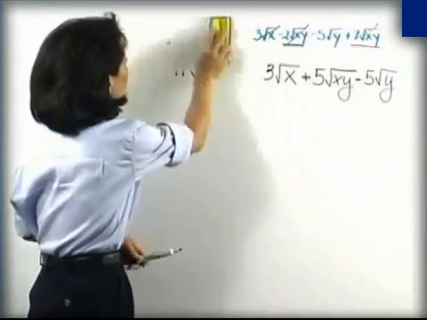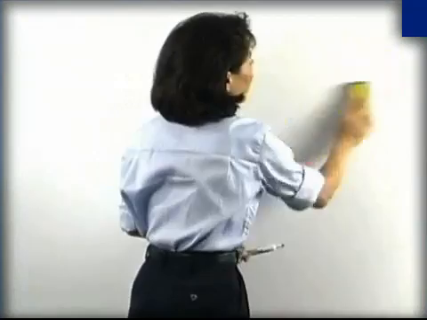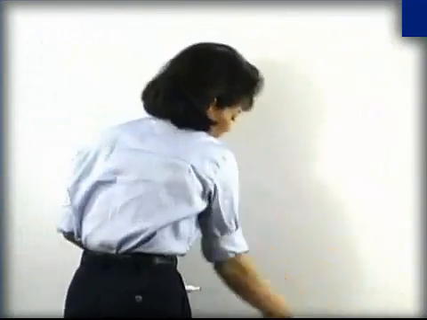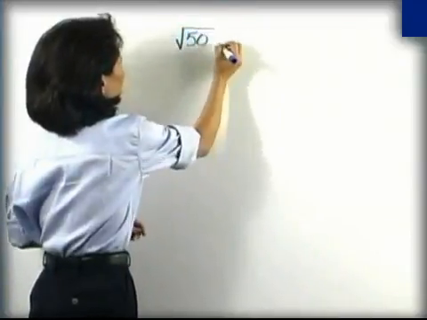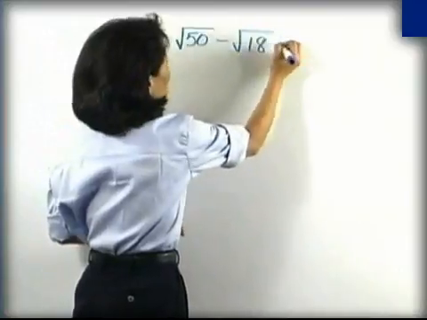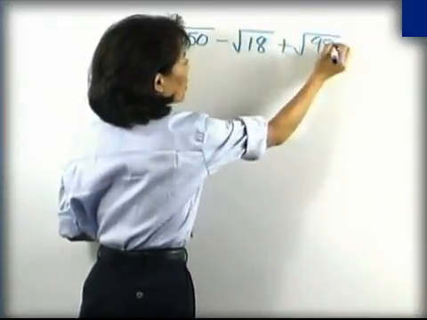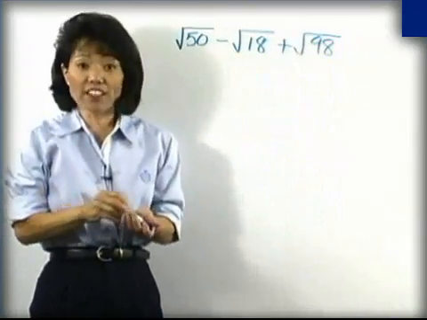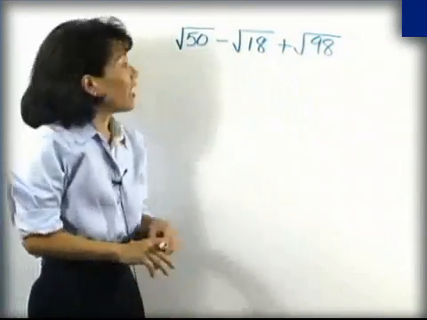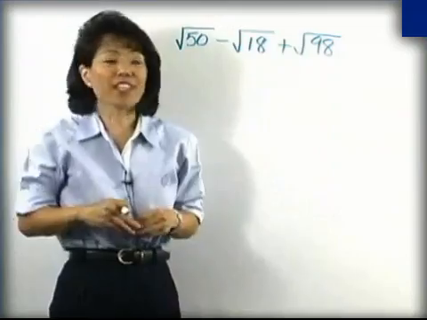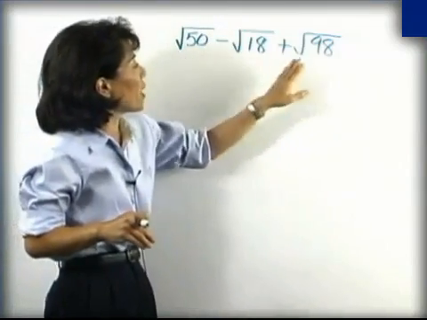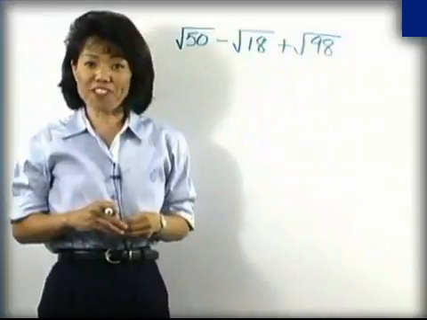Now, that was working with some radicals that were already in simplified form. What happens when they're not in simplified form? Well, in that case we have an additional step. We must start by simplifying each of our radicals. So let's look at our next example. Square root of 50 minus the square root of 18 plus the square root of 98. Now, looking at this problem, you can identify right away that all these radicands are different, so we cannot combine them in this form. What's hiding inside each of these radicands are factors that are perfect squares.